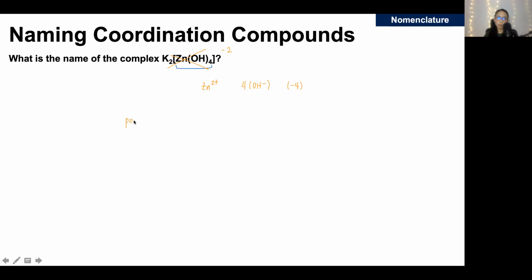So what's the name? It's potassium tetrahydroxozincate 2. It's an anion, right? The complex is an anion, so the ending should be in -ate. So there you have it, potassium tetrahydroxozincate 2.